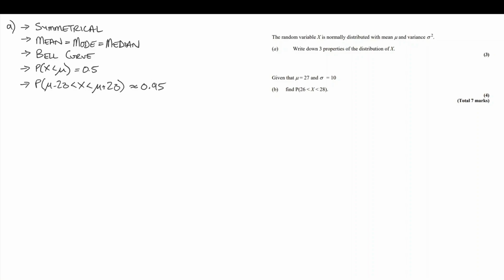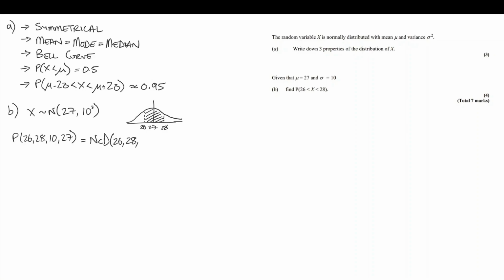Okay, the question then says, given these parameters, that mu equals 27 and sigma equals 10, can we find this probability? Let's start by defining the distribution as we always do. Mu equals 27, sigma equals 10, and here's a diagram to show what's happening. 27's at the middle. We're looking for 26 to 28. It's this symmetrical area here.